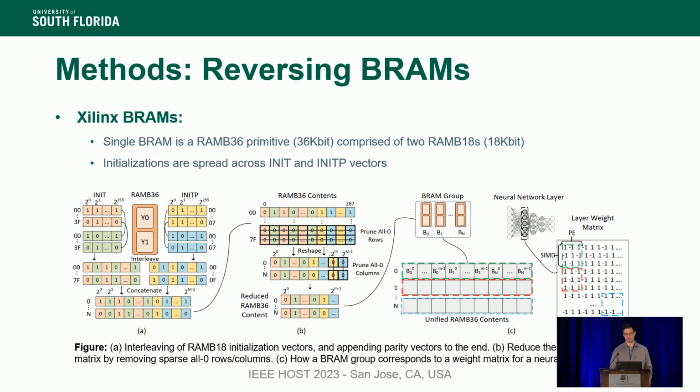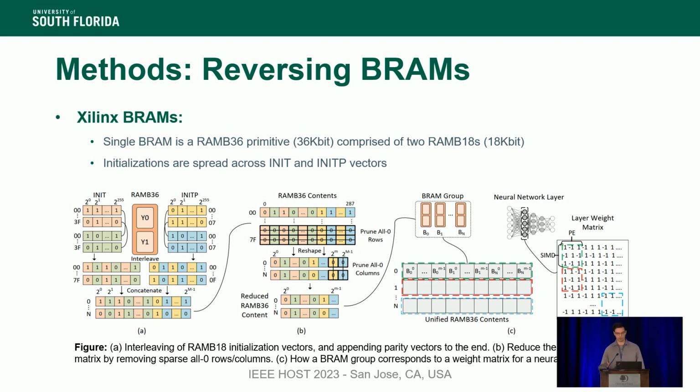And so to go from the abstract INIT and INITP vectors, which are like 64 or 128 by 256 bit vectors, we take the contents from the 2 18 kilobit memories and interleave them, and then concatenate the parity vectors to the right-hand side of the initialization vectors. And so at that point, we can reshape the data so that we have rows of 256 plus 32 bits of parity data.